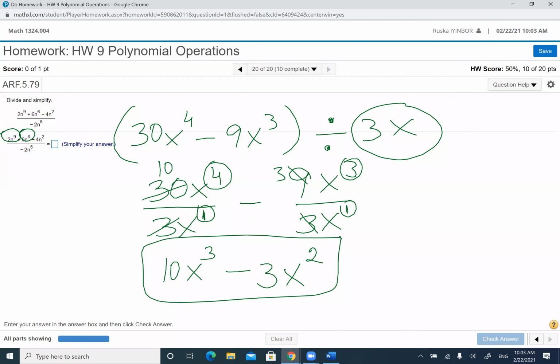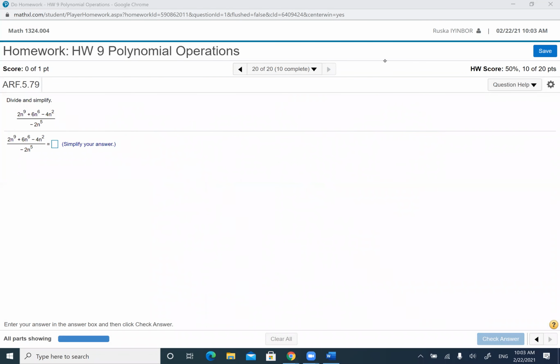See, the last one is also like that. So you don't have, but I'm going to show you. Okay, so the last one is the same way. So number 20 in your homework is the same way. You divide by a monomial, by one term. So you're going to split it again and do it the same way.